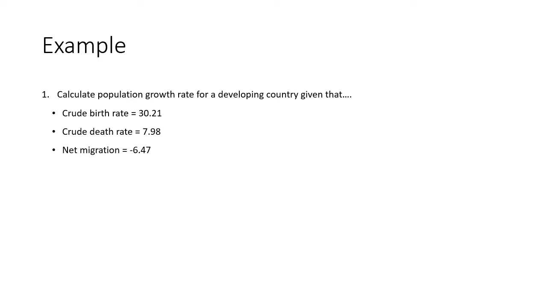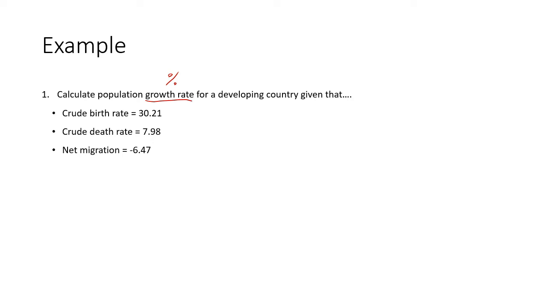So let's say that we have this problem. Calculate population growth rate for a developing country given that crude birth rate is 30.21, crude death rate is 7.98, and net migration is negative 6.47. There's a few things that I want to point out here, which is why I chose this problem. The first is that we're looking at population growth rate. So we're looking at a percent growth rate. Okay, they're not going to say percent growth rate, they're just going to say growth rate.